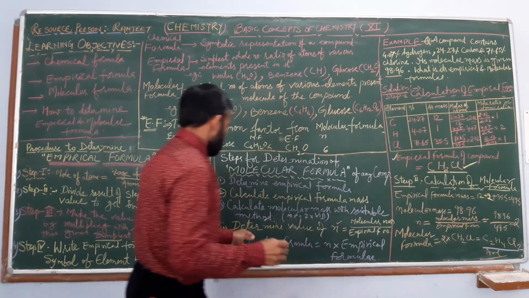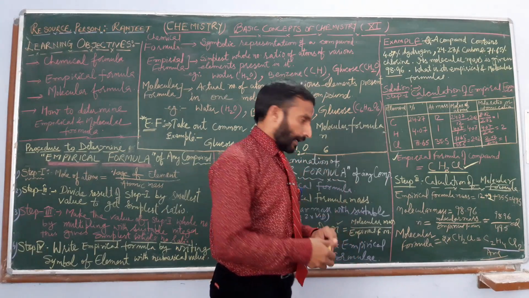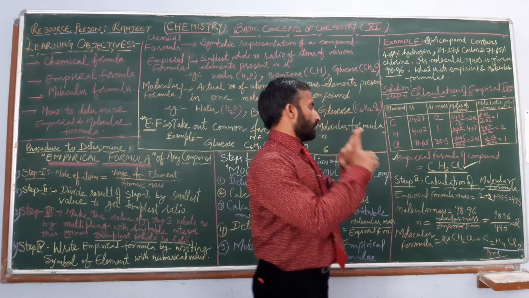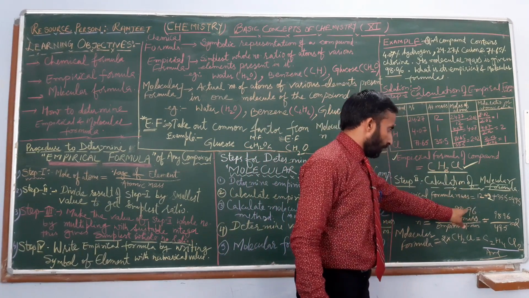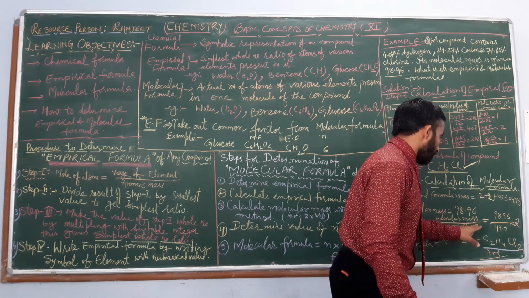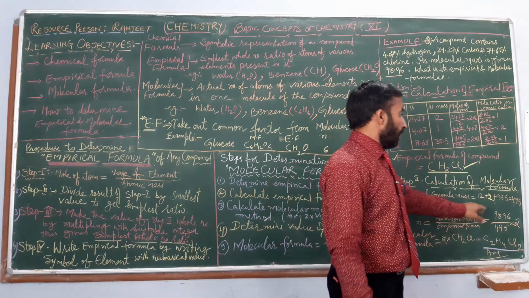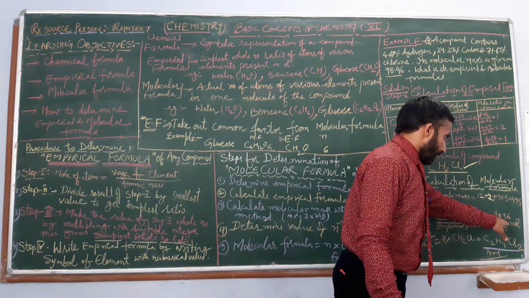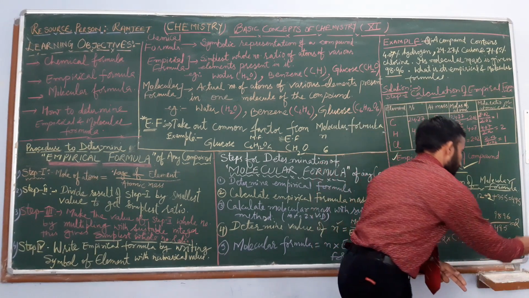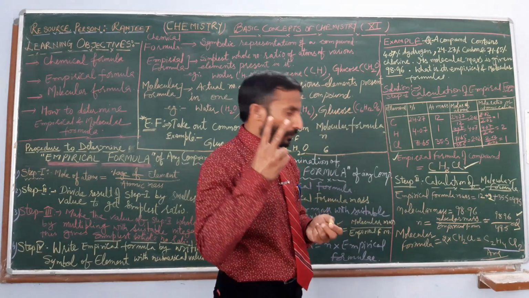Next is to determine the value of n. n is an integer and it is equal to molecular mass divided by empirical formula mass. The molecular mass given to us is 98.96, and the empirical formula mass we have calculated from the empirical formula. So it is 98.96 divided by 99.5. Dividing these two, we get the value of n, which is 2.